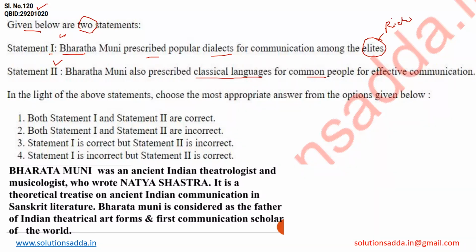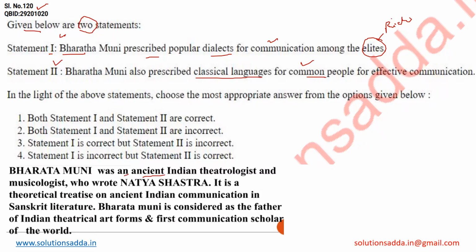Yes, it is right that Bharata Muni is the first communication scholar of the world, but he did not make categories for different communication media or different communication methods for the elite people and classical language for the common people. Both these statements are incorrect. So let's read some of the facts about Bharata Muni.